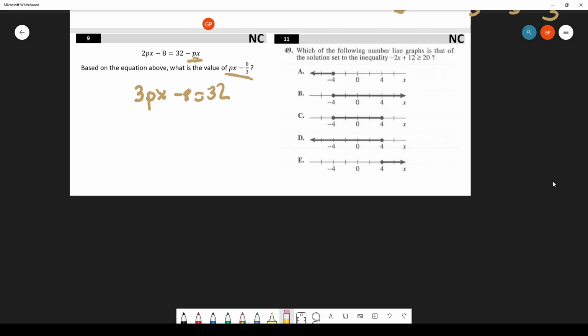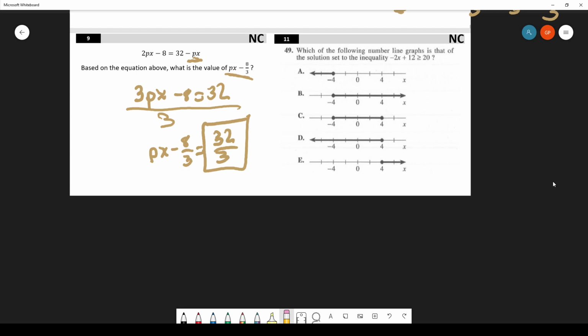So as I said before, if you can multiply a number to both sides of an equation, it's still equivalent. So I can also divide both sides of an equation by a number and it'll still be equivalent. So I'm going to divide both sides of the equation by 3. And this is going to become px minus 8 over 3 is equivalent to 32 over 3. And that's going to be what this is equal to. So let's do the final problem.